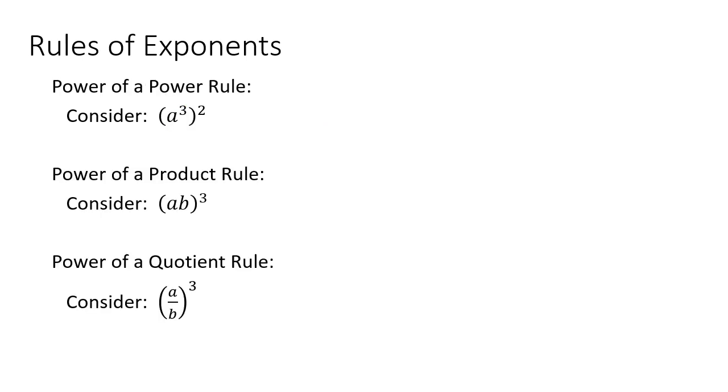Three more to go with similar ideas. So for the power of a power rule, imagine if you had a cubed squared. Well, by definition, that would be a cubed times itself. So a cubed times a cubed, which using the product rule on the previous slide would give us a to the 6th power. And so notice how that's related. 3 plus 3 you can also think of as 2 times 3.